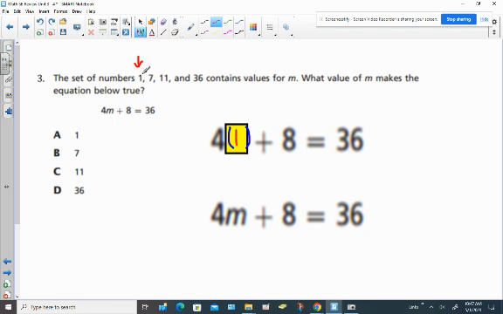So for example, if I substitute in a 1, 4 times 1 would be 4. And if I add 8 to that, you can see that that's not going to equal 36. So that one's off the table as a choice. And then you can keep going, but each time you're going to substitute in a different value. So the next value you would try is the 7 and see if that works.